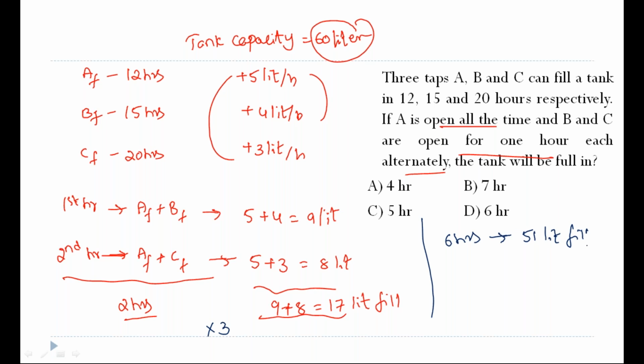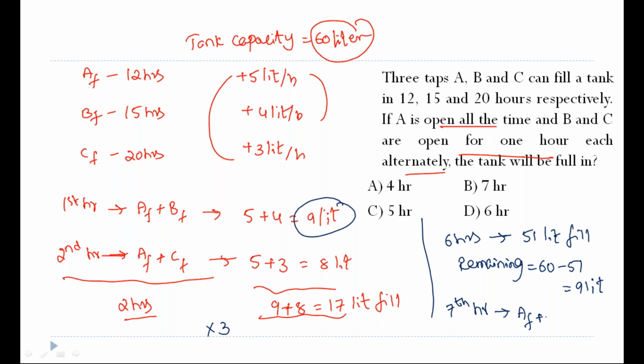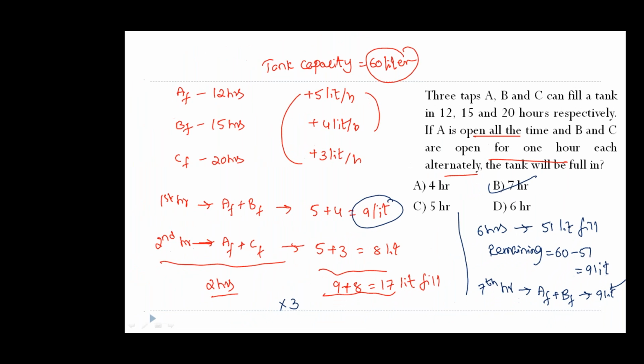Okay. Now, next is 7th hour. Friends, what is the remaining? Total tank capacity 60. Among the 60, 51 filled. Now you have to fill 9 liters. 9 liters is pending. Now 7th hour, anyhow, A and B are available. Okay, all odd hours, 1, 3, 5, 7, A and B are available. What A and B will do? It will fill 9 liters. So done, job done. So in 7 hours, the tank is filled because already 51 liters done.